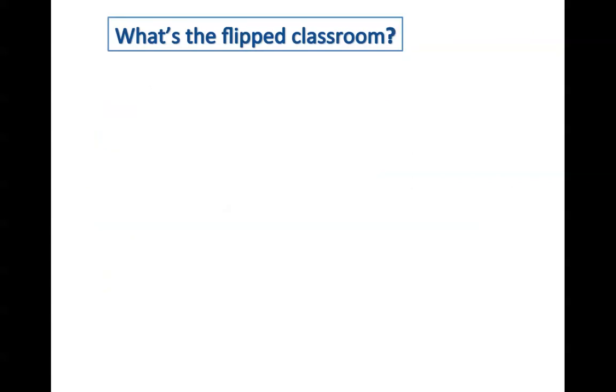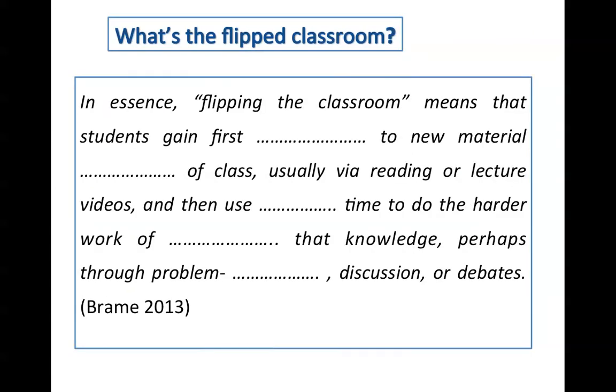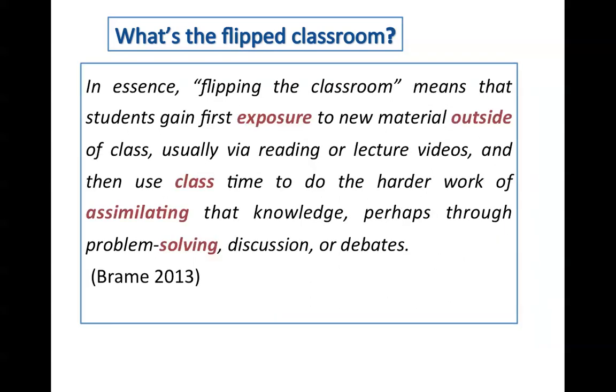So what's the flipped classroom? We had a look at this, and we tried to fill in the gaps, but we can skip this one. In essence, flipping the classroom means that students gain first exposure to the materials outside of the class, usually via reading or lecture videos, and then use class time to do the hard work of assimilating that knowledge, perhaps through problem solving discussions or debates. We will see later how we can explain to make it very clear. But in essence, it's very easy to understand.